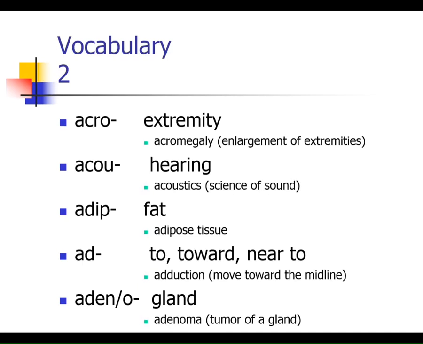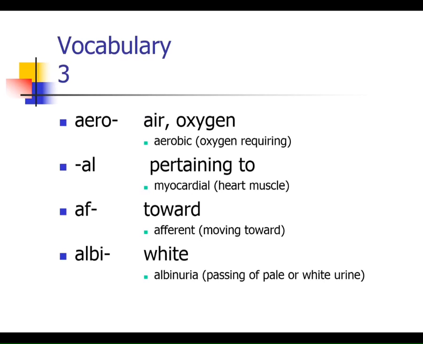AD, to or toward or near. There's a movement called adduction, and that is moving toward the midline. So as I move my arm down, this is adduction. It's coming toward the center. We'll talk about these terms in lab later on. Adeno, gland. Aero, air or oxygen. If it ends in AL, it's like ac, another term meaning pertaining to. AF is toward. We're going to see this term afferent.